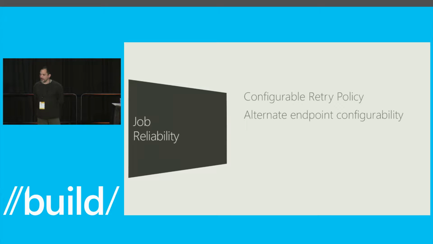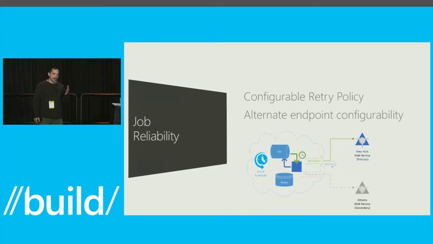Alternate endpoint configurability. If for some reason the endpoint that we're trying to reach out to that you've configured in your job becomes unreachable, either the service is down or there's a network outage, the scheduler service will realize that it cannot reach that, and if you configured an alternate endpoint, we will go ahead and swap over to that alternate endpoint. So we've given you the ability to have high availability for your service without having to build in all the infrastructure for your front end to enable that for us. We've taken that workload off of you.